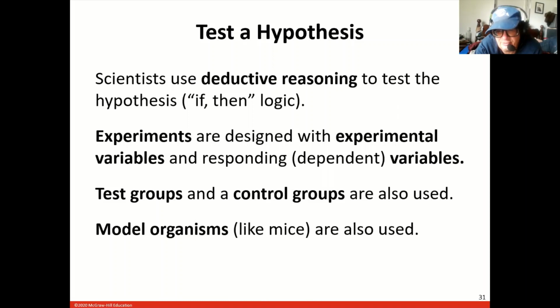A lot of times we use model organisms because if we're dealing with human biology, we want to be ethical. There are things that we can't run on humans. There are other concerns too. Model organisms are used whenever it's really expensive to run an experiment. Anyway, let's move on.